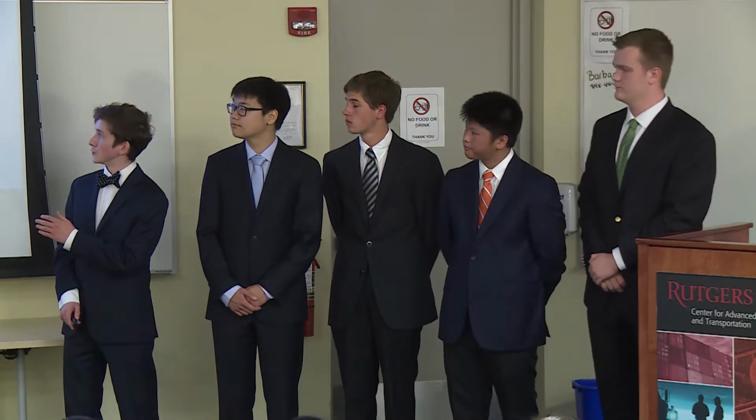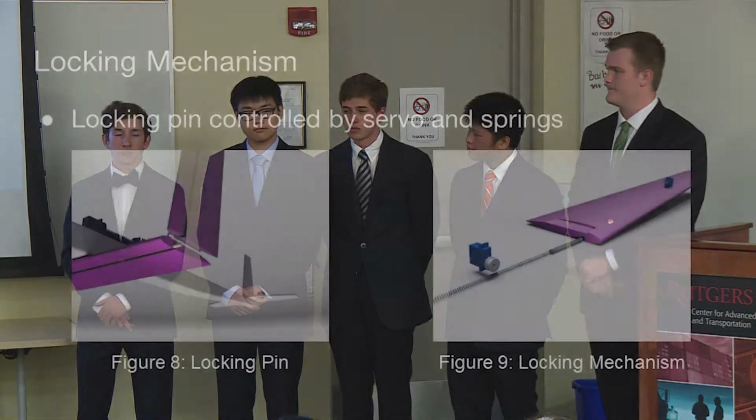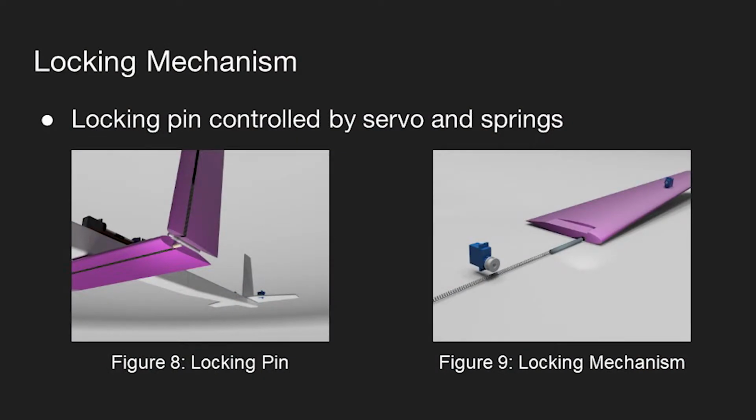So to secure each wing in flight, we use a system of 2 composite spring-loaded pins. In flight, these pins can push out into each respective wing, locking all motion. However, once it's landed, a servo motor can retract the pins so that the wings can fold up along with the tail.